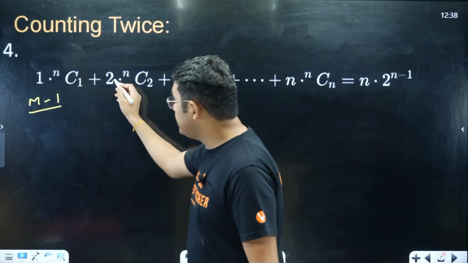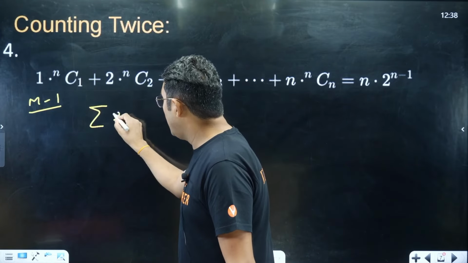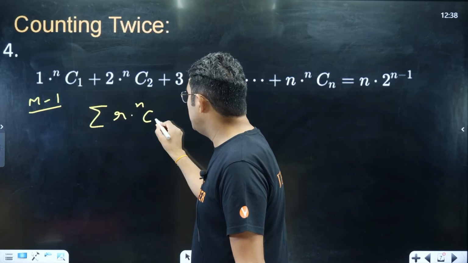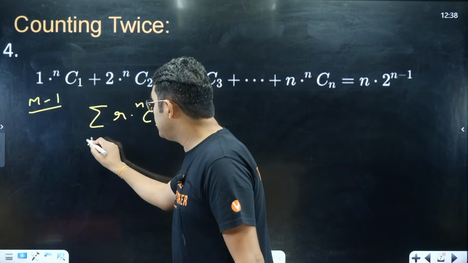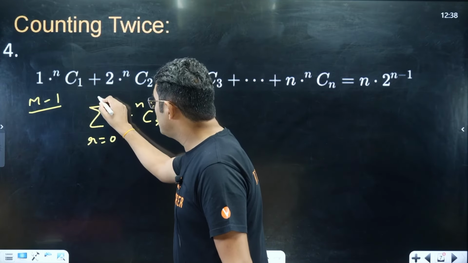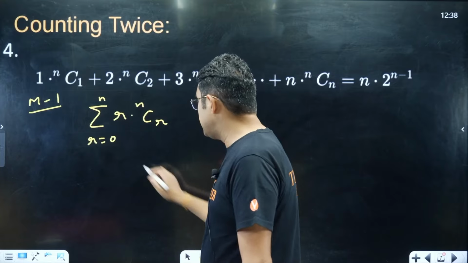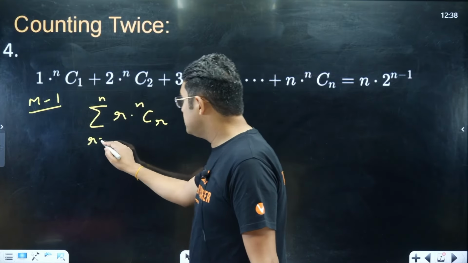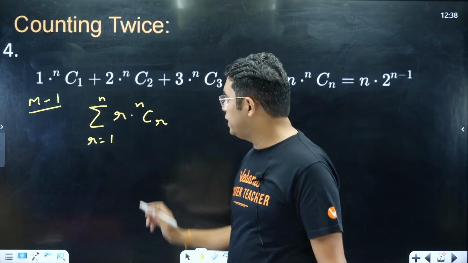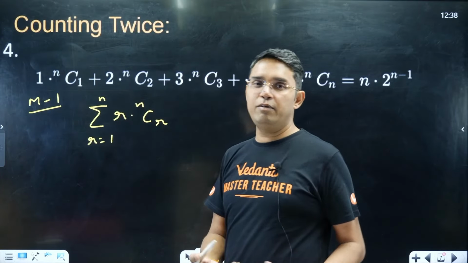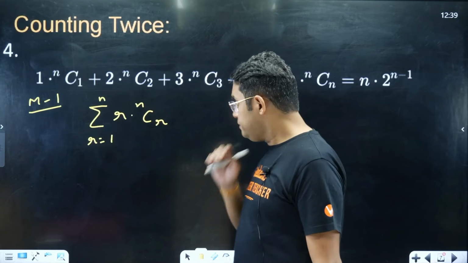So I think this can be written as summation R into NCR, where R is starting from 0 to N. In fact, some people may say, I will not say 0, I will say from 1. It's okay, because whether you start with 0 or 1, if you put 0, the first element will be 0. So it's the same thing.